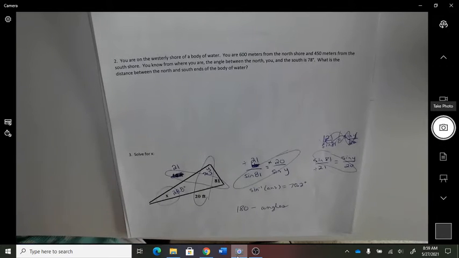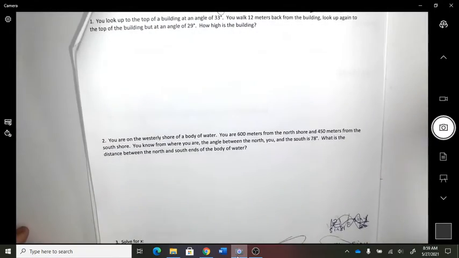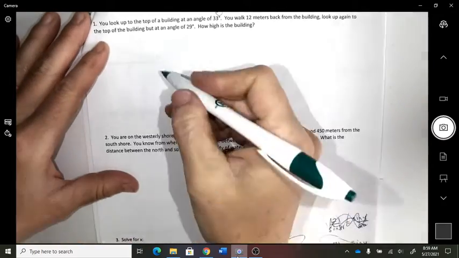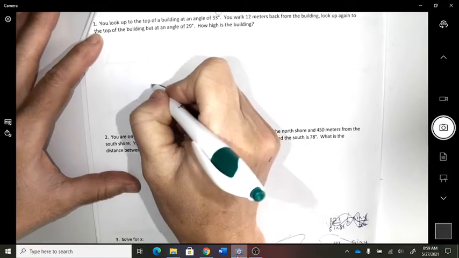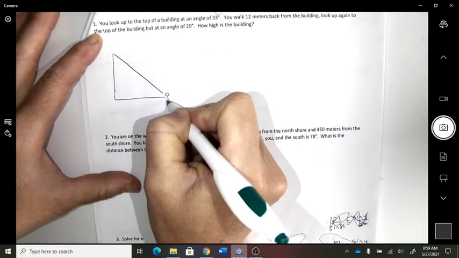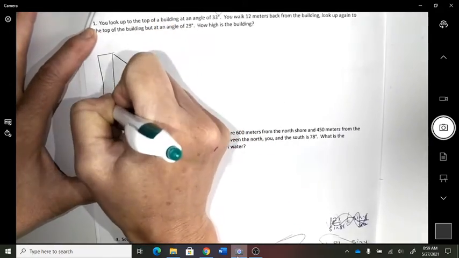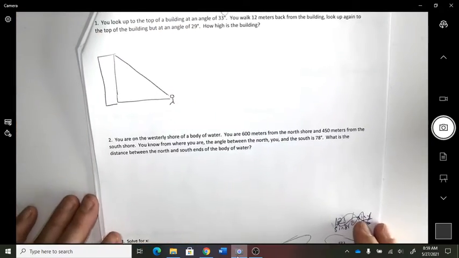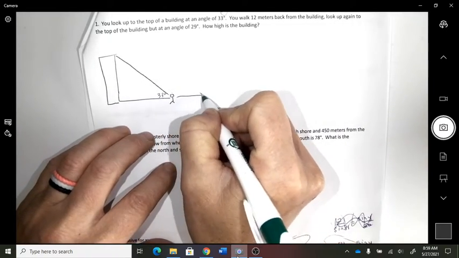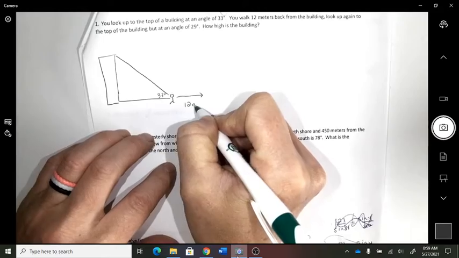Okay, so we're going to start with doing some trig word problems. Number 1: you look up to the top of a building at an angle of 33 degrees. So there's you looking up, it's 33 degrees elevation. You walk 12 meters back from the building, so you walk backwards for 12 meters.